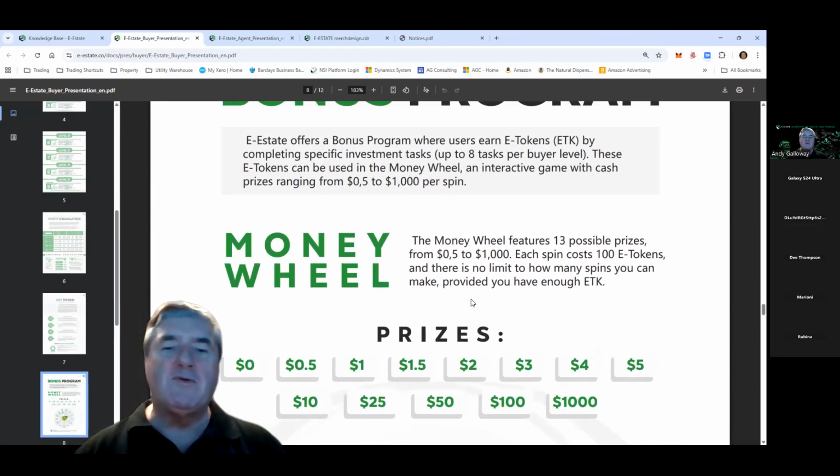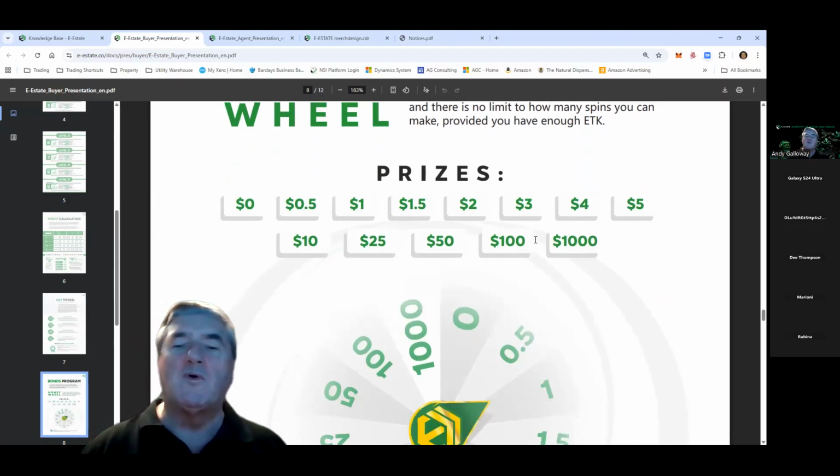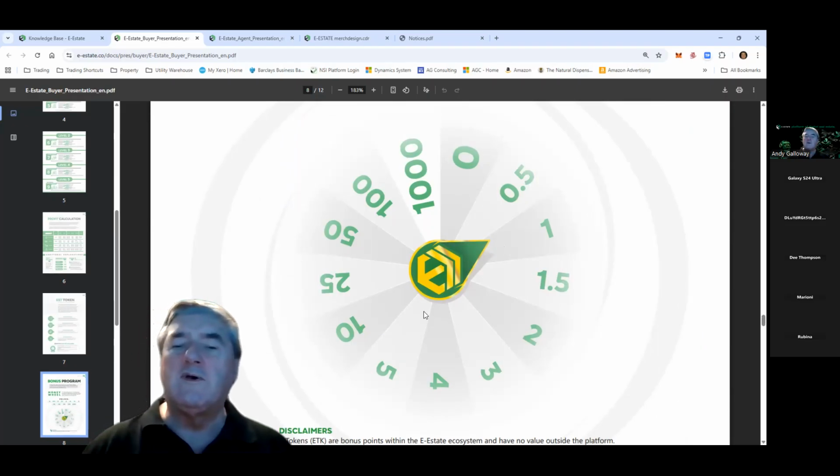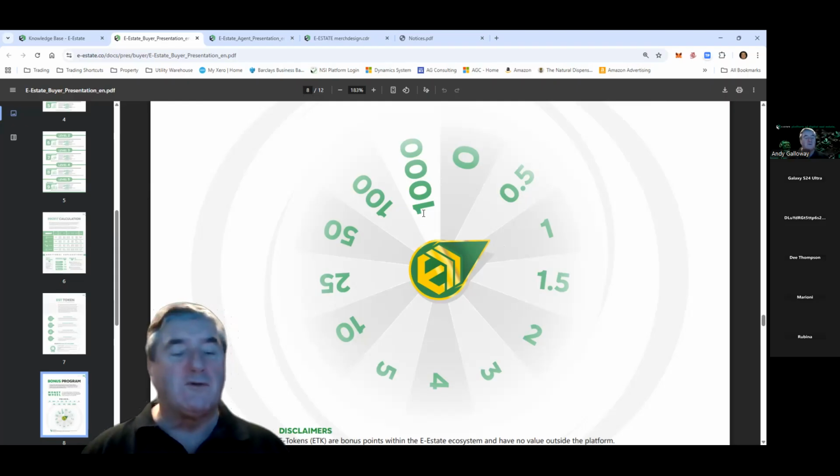So there's a bonus program as well, and users can earn e-tokens as you purchase properties. You can be awarded with e-tokens, and e-tokens will allow you to spin the money wheel, and you could turn 100 ETK, 100 tokens into $1,000. I've not heard of anybody win the $1,000, but I'm sure some people do.